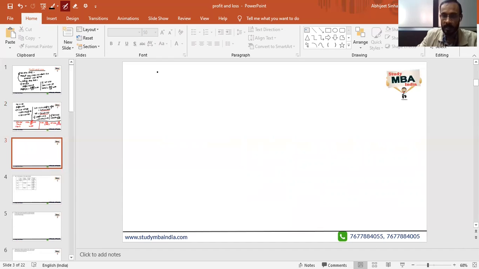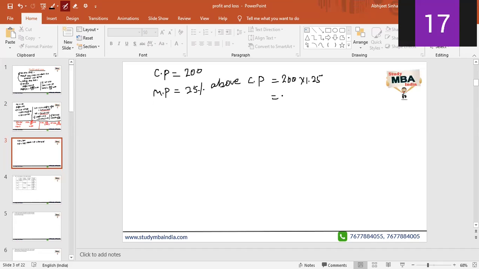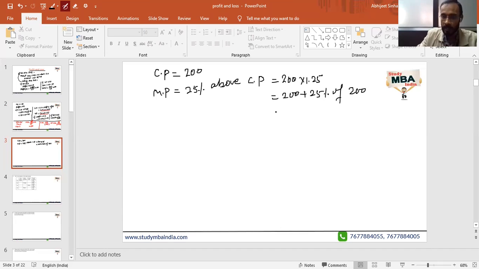Suppose the question is based on cost price, mark price, discount, all. Let us say the cost price is given as 200, and it is mentioned that the marked price is 25% above cost price, and we need to calculate the mark price. Then we can write this as 200 into 1.25, because this is more, so we add 1 plus the 25%. If this were less, we would write 1 minus 25%, right? Yes, sir. Or you can write 200 plus 25% of 200. Both you can write. So this becomes 250, so the mark price is 250.